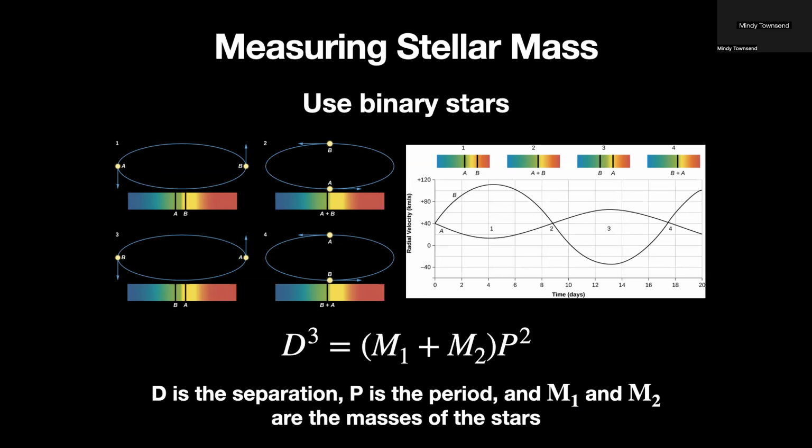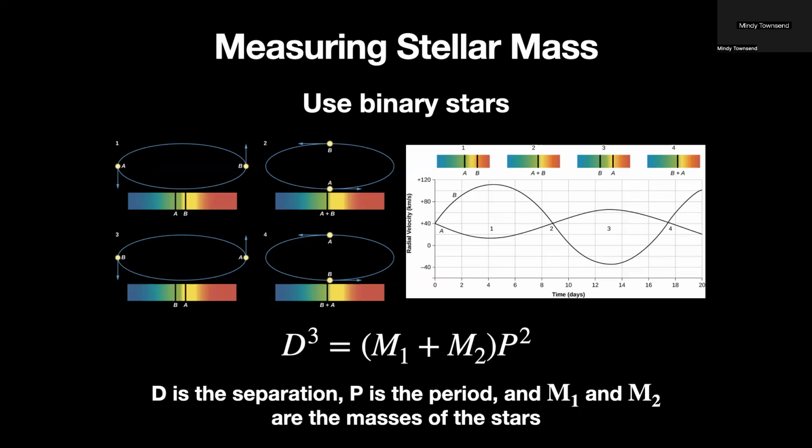So the first is to look at binary star systems. A binary star system is a system with two stars orbiting a common center of mass. And it turns out this is pretty common for stars. About 50% of stars are in binary or multiple star systems. So using Kepler's law, we know that there is a relationship between mass, period of orbit, and separation.